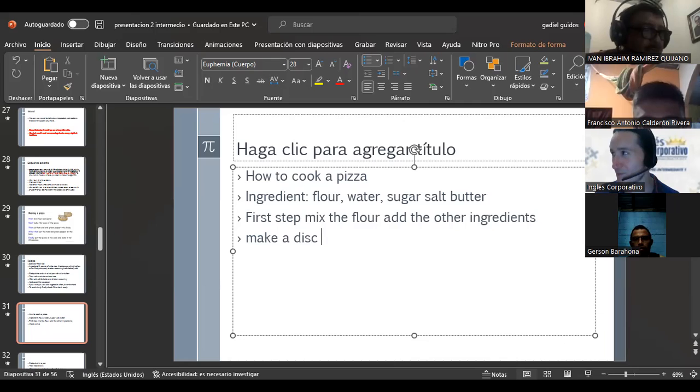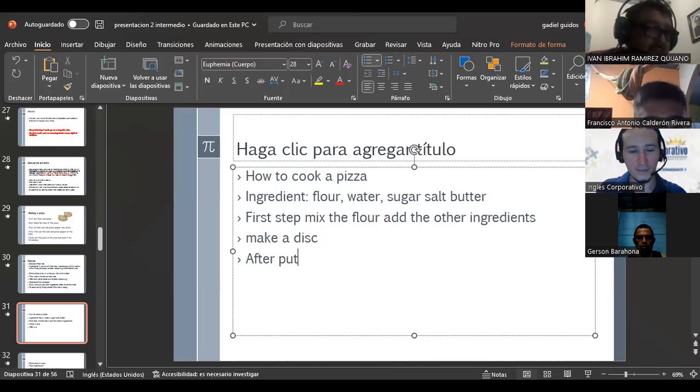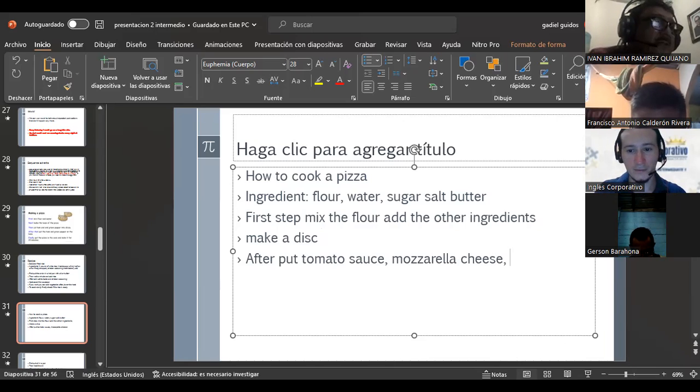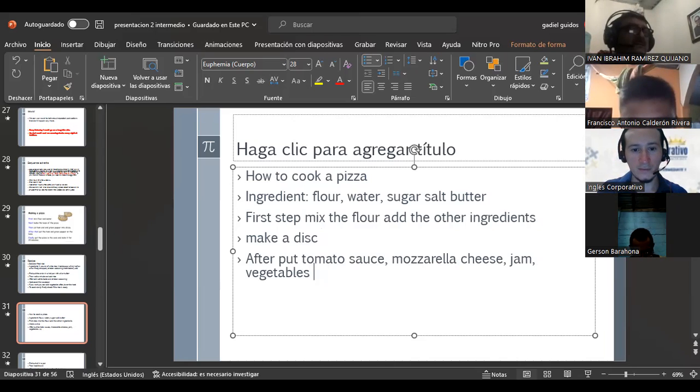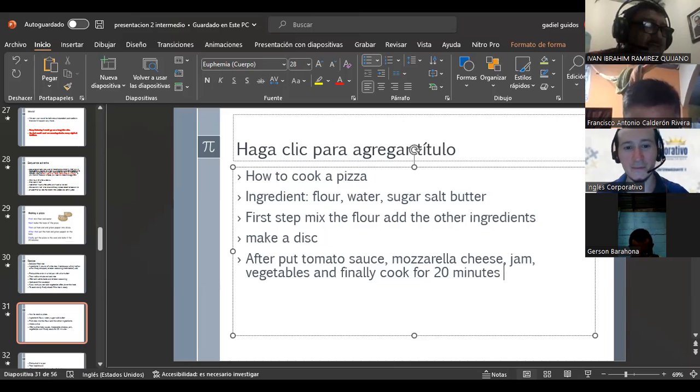After, put tomato sauce. Mozzarella cheese. Ham. Vegetables. And finally cook for 20 minutes. Okay, very good. Cook for 20 minutes. There we go.